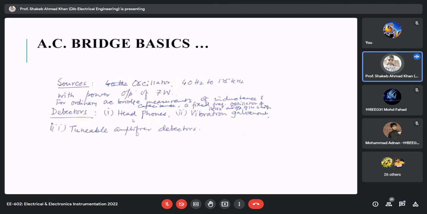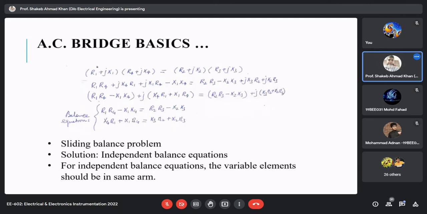So now we'll discuss different issues associated with AC bridge balancing. Sliding balance is one of the problems. I want you to listen very carefully. Although it is written in the book also, you may not be able to understand this issue when you read your book. You concentrate. I'll try to make you understand.